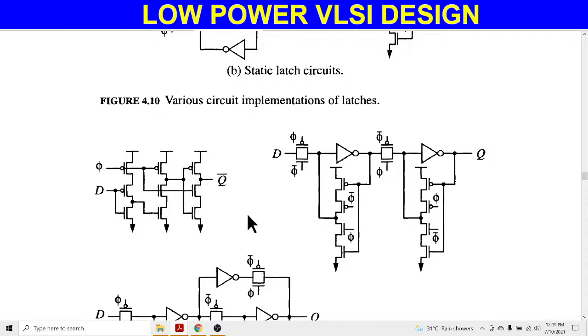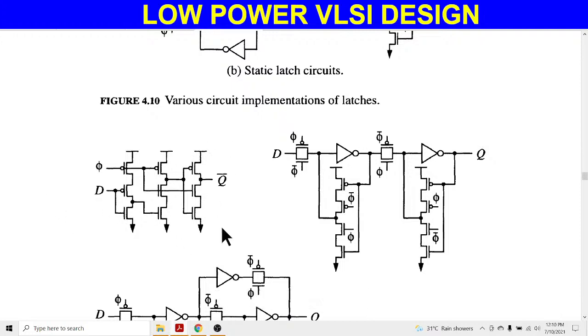Now what is the difference between flip-flop and latches? We already discussed that a flip-flop only works when a clock pulse is applied, and there is no need to provide the clock pulse in the latches circuit. Also, we can say when we cascade two latches, we get the flip-flop.